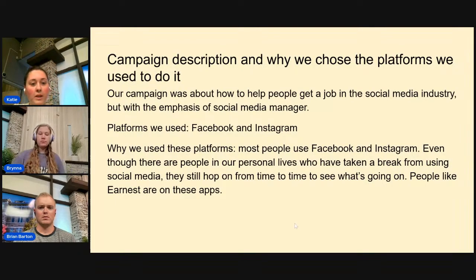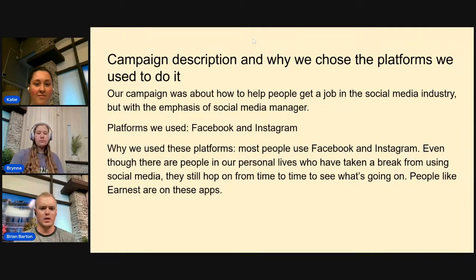Okay, so our campaign was about how to help people get a job in the social media industry, but with more of an emphasis on becoming a social media manager. We all used Facebook and Instagram because most people use these nowadays. Even people in our personal lives who have taken a break from social media still sometimes hop on from time to time just to see what's going on. And people like Ernest are also on these apps as well.